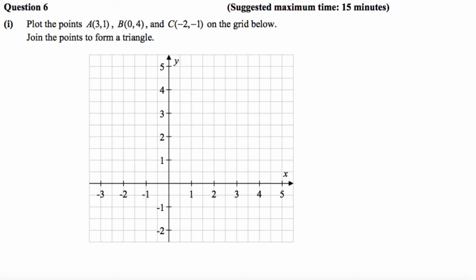So this is the 2014 Junior Cert Ordinary Level Paper 2, and we're looking at question number 6. The question reads, Part 1, plot the points A, which is (3, 1), B, which is (0, 4), and C, which is (-2, -1) on the grid below. Join the points to form a triangle.